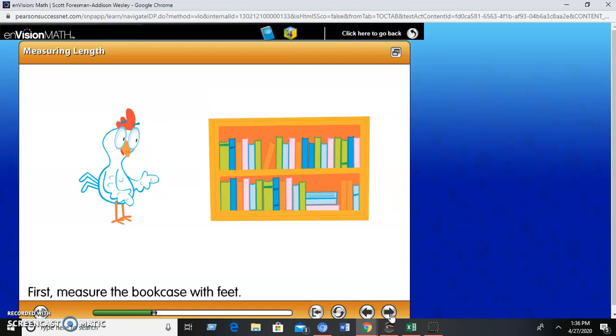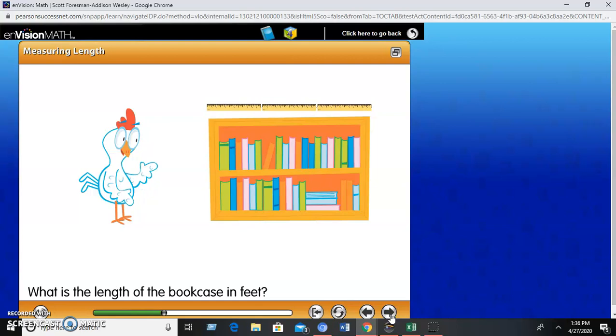First, measure the bookcase with feet. What is the length of the bookcase in feet? So there's 1 foot, 2 feet, 3 feet. Let's count the feet. 1, 2, 3. The bookcase is about 3 feet long.